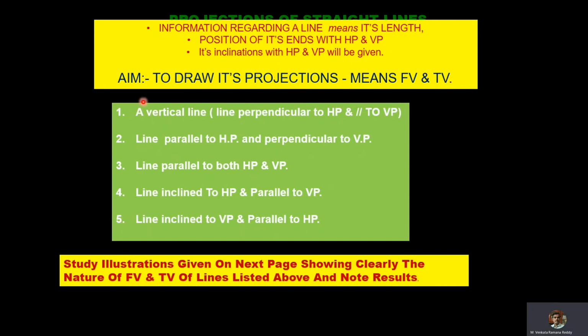Next, these are the different cases to be discussed. What's the first case? A vertical line, that means a line perpendicular to HP and parallel to VP. Second case, line parallel to HP and perpendicular to VP. Third case, line parallel to both HP and VP. Fourth case, line inclined to HP and parallel to VP. Fifth case, line inclined to VP and parallel to HP. All these cases are to be discussed now. That is, study the illustrations given on the next page showing clearly the nature of front view and top view of the lines listed above and note the results.